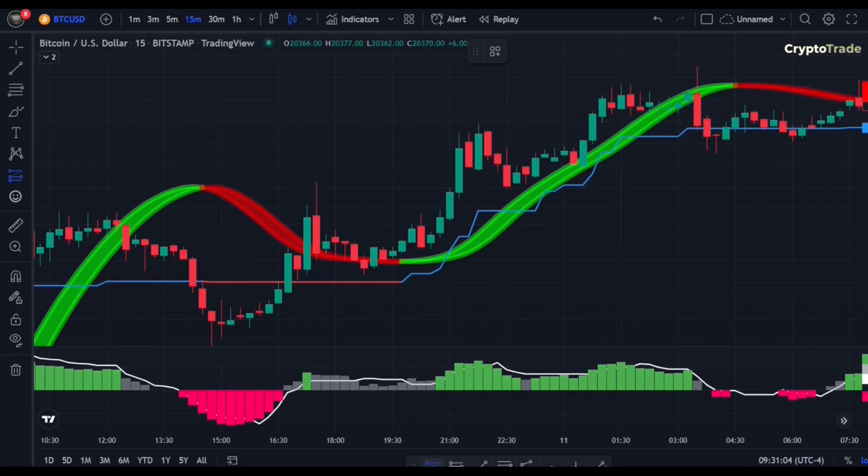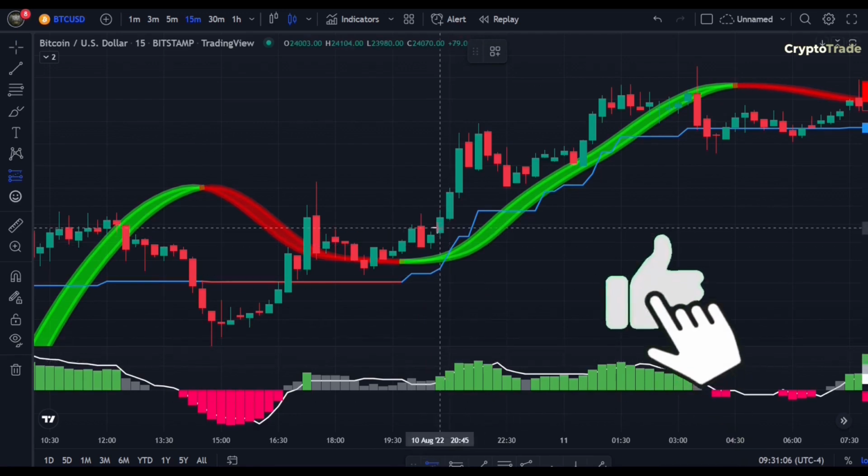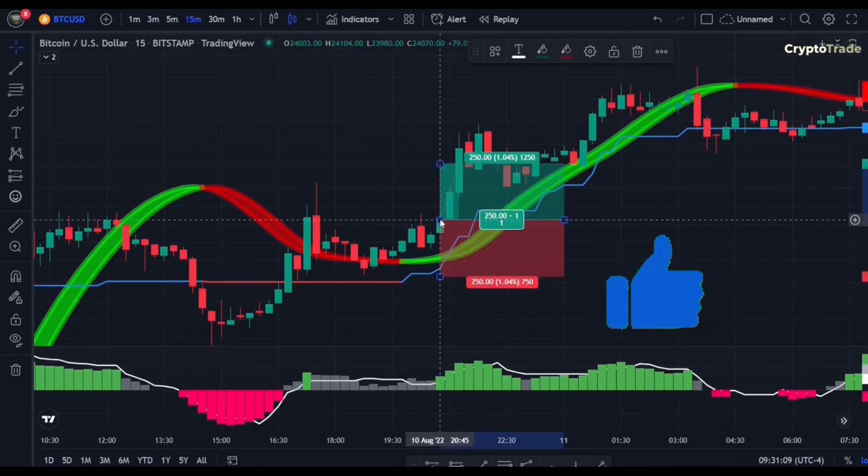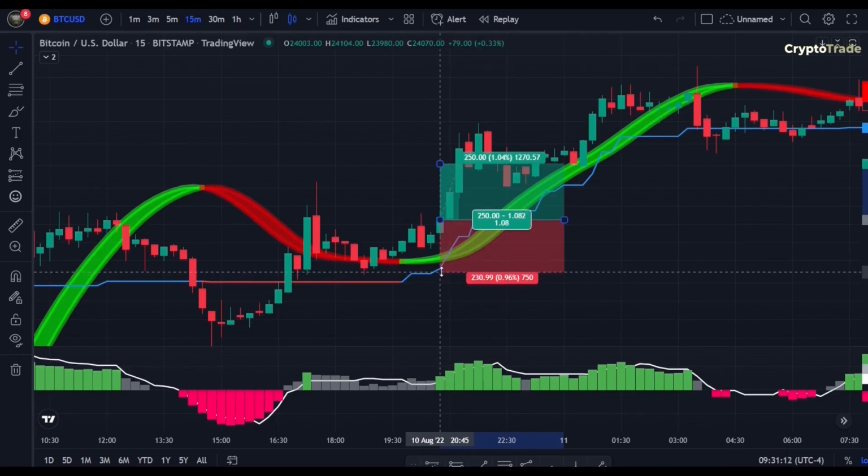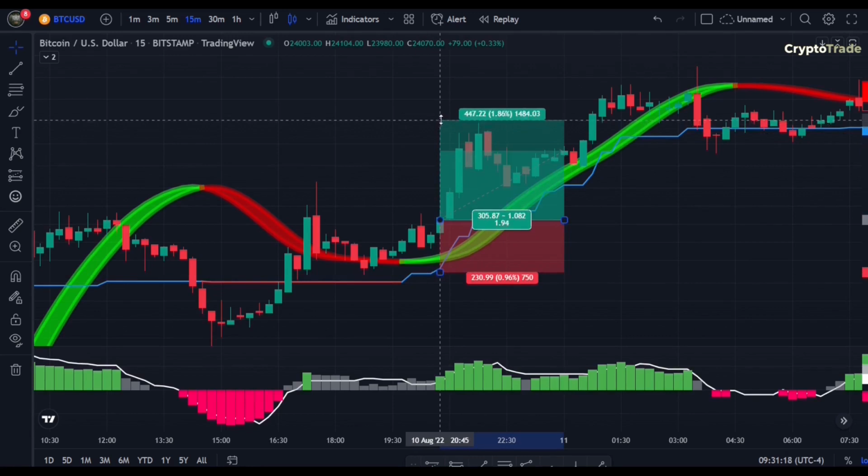Wait for the close of a green candle. As these conditions are met, then place a buy order at the close of the green candle. Place the stop loss below the FLI blue line. The risk to reward ratio will be set to 1 to 2.